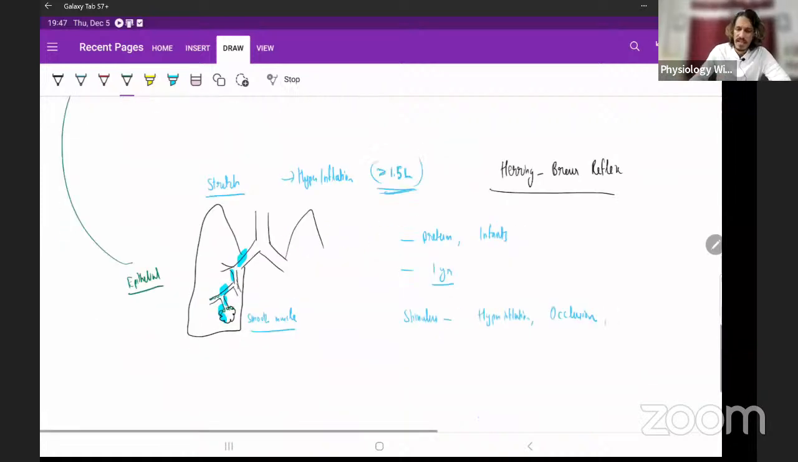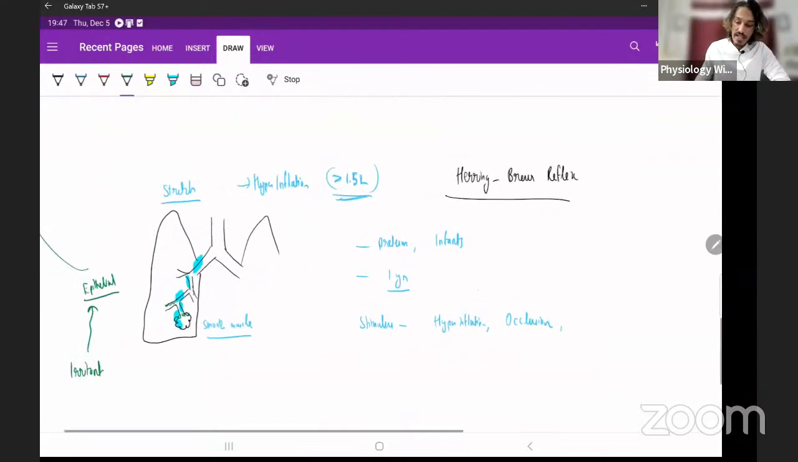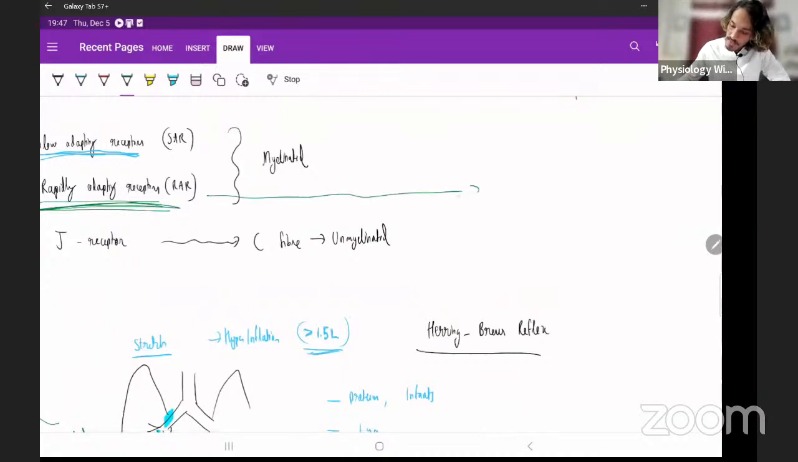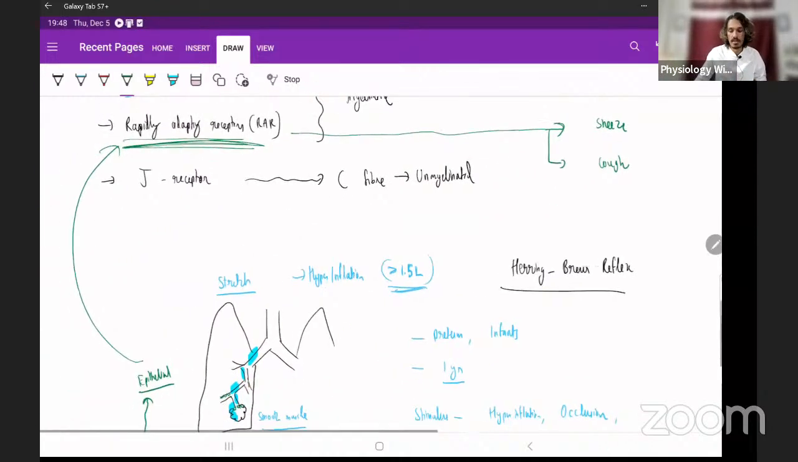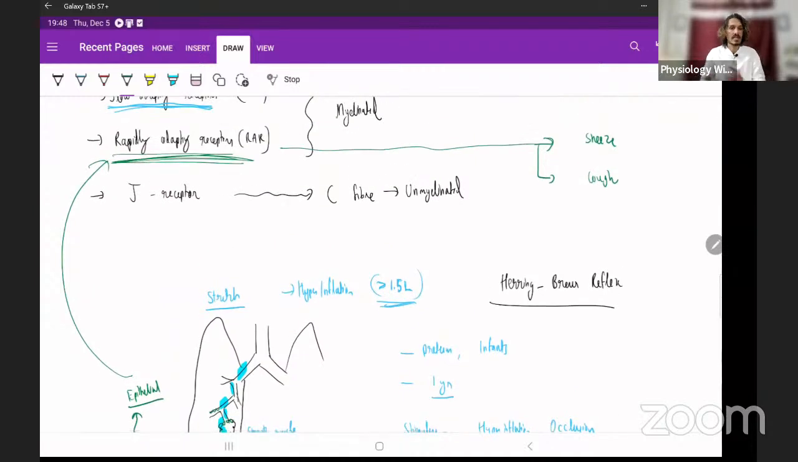What do they detect? Any sort of irritant. So if an irritant is there in the upper respiratory tract, that can result in a sneeze. If it's coming in the lower respiratory tract, that can result in a cough reflex. So any sort of irritants result in some sort of sneeze or a cough. That is through these rapidly adapting receptors. And then we have the J receptors.